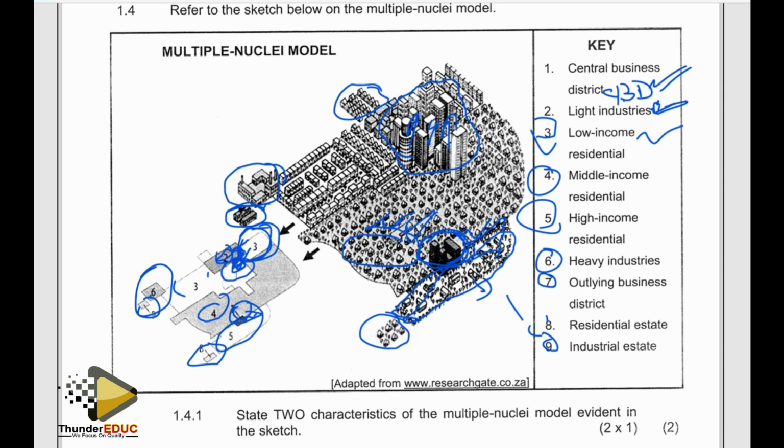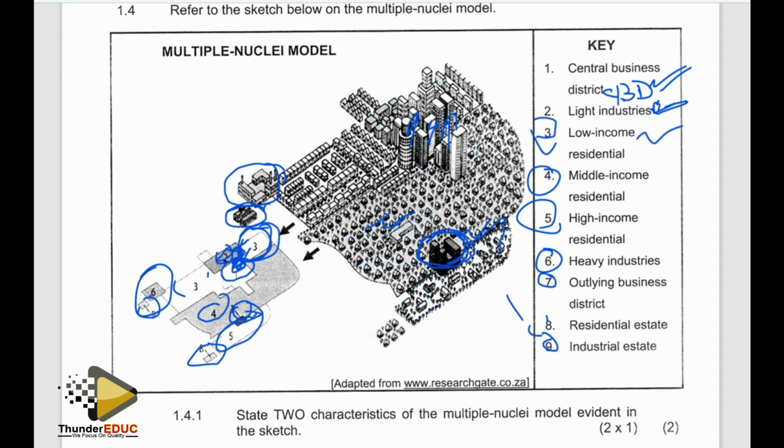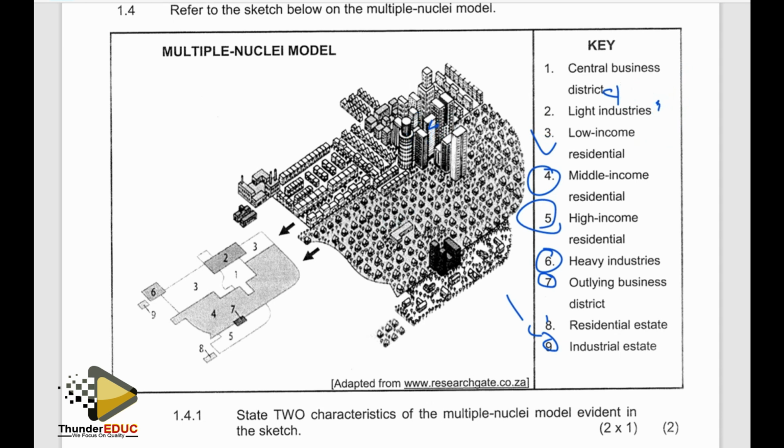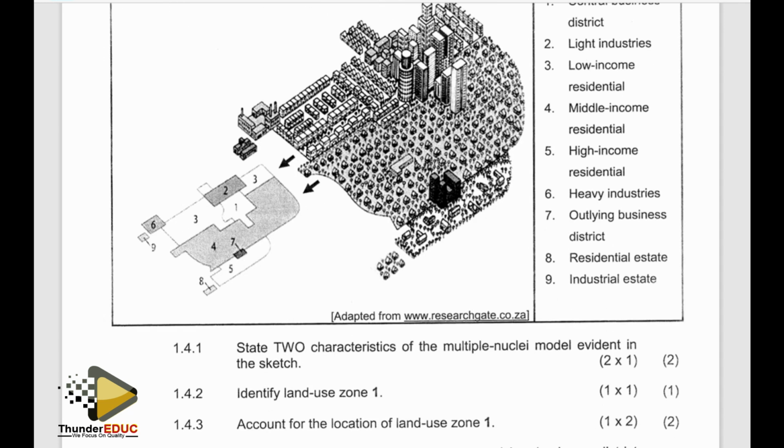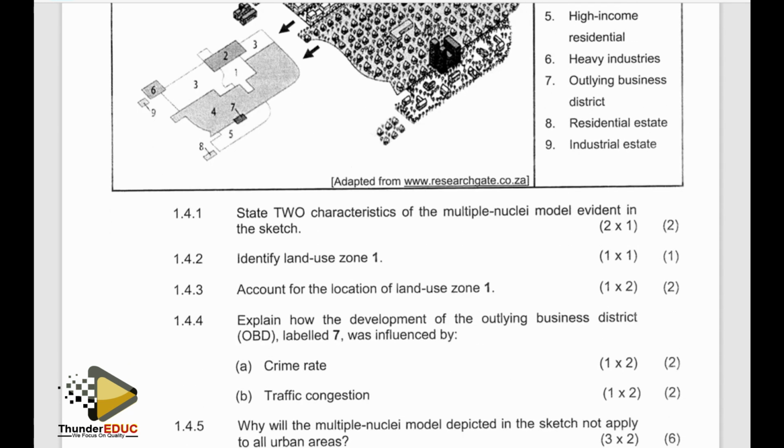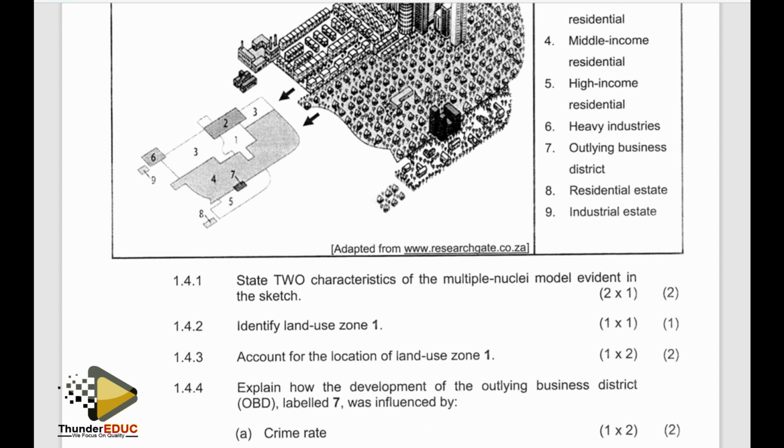Right, let's go to the questions and try to figure out how best we can attempt such questions. We were just interpreting the model and trying to figure out how it explains the distribution of different functions within an urban setting. Now we want to analyze the questions and see how we can best answer them using geographical sense. Right, number 141, it says state two characteristics of the multiple nuclei model evident in the sketch.